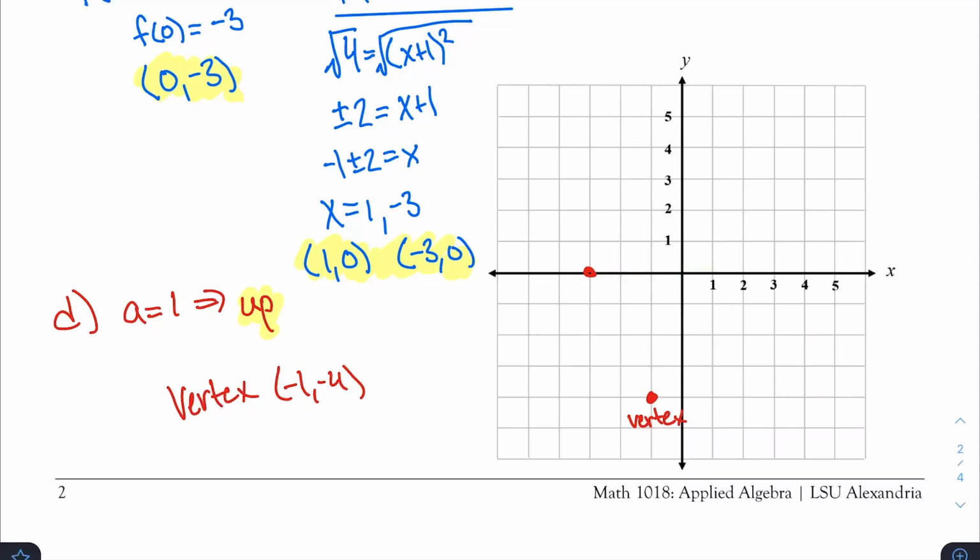And I accidentally misspoke earlier. What I plotted here was negative 3, comma 0. This is negative 3, comma 0. Here we have 1, comma 0. And then 0, negative 3 will be right here. Here is 0, negative 3. We have 1, comma 0.